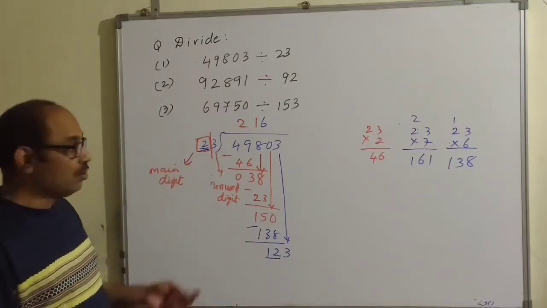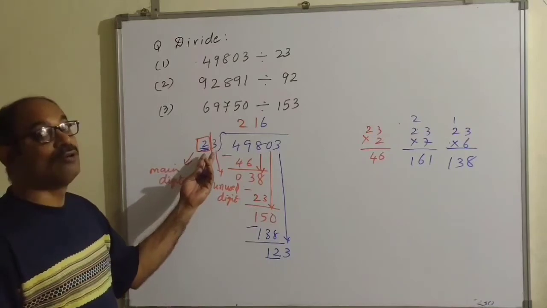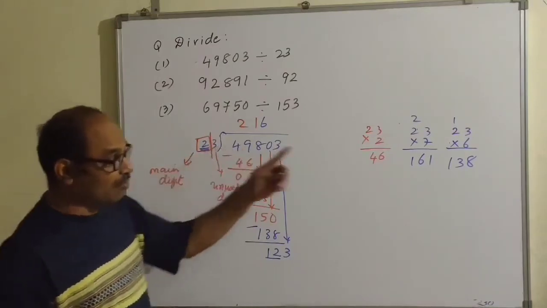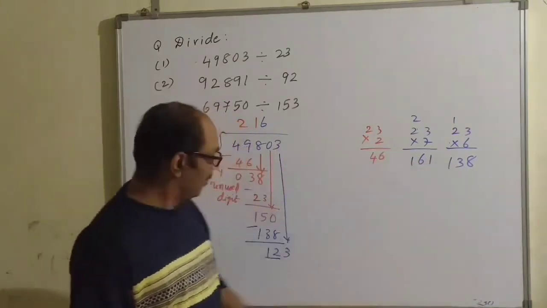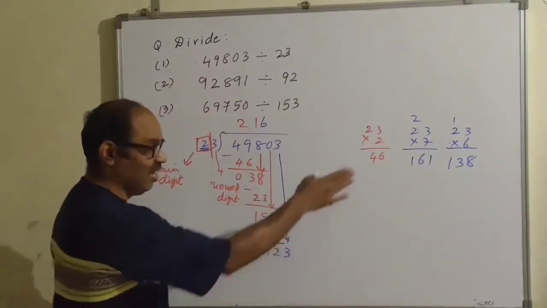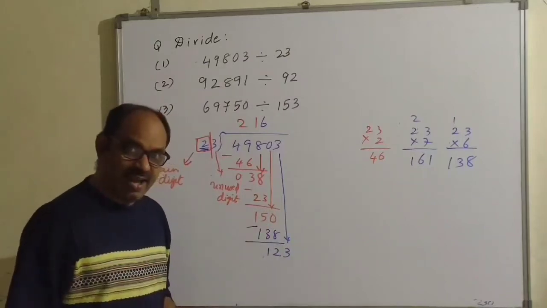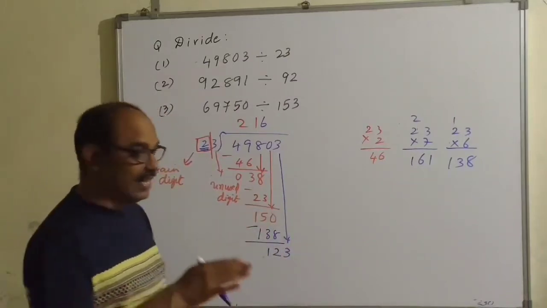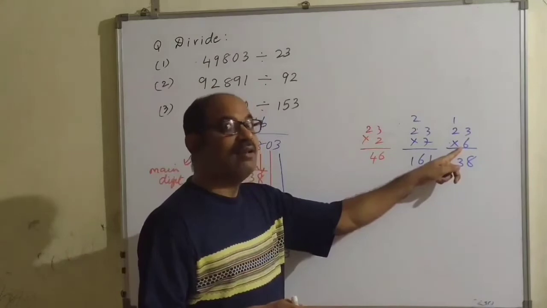But you don't want 2 6s. You want to know what is 23 6s, and that is already multiplied. 23 6s are 138. 138 exceeds 123. 138 is bigger than 123. So you can't take it. So you will have to take a multiple that is smaller than 6.